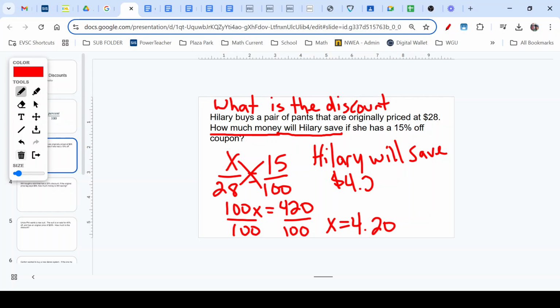Set up the proportion by replacing part, whole, percent. And how do we know which one's which? Obviously the percent is the percent. Original price, or the price of the item, is your whole. And it's asking what is the discount. That means we're looking for the part.